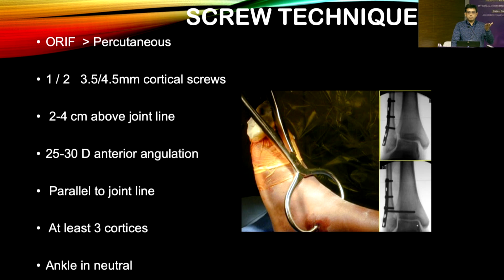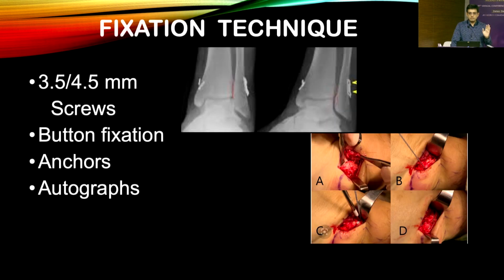You have to be 2 to 4 centimeters above the joint line, and you should be angulated from posterior to anterior. Your screw should be parallel to the joint line. You have to hold at least 3 cortices, and the ankle should be in neutral. Previously, there was a thought that you have to dorsiflex the ankle because you will load the joint more, but you have to be in neutral position.